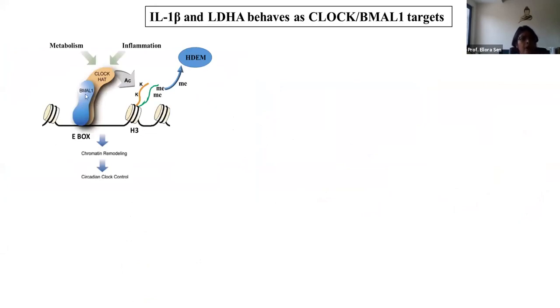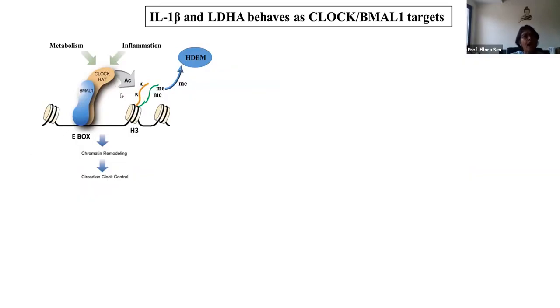Now, this clock and BMAL1 form a heterodimer. And what happens then? BMAL1, being a basic helix-loop-helix protein, goes and binds to the E-box sites on the genes that are regulated by clock. So clock-regulated genes usually have these E-box sites where the clock-BMAL1 complex can come and bind.